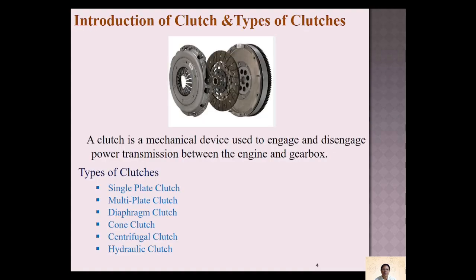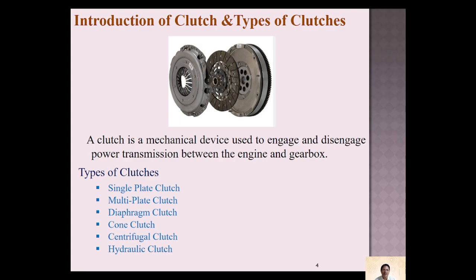Then, in the transmission system, the first component is the clutch. So now we are seeing the clutch and types of clutches. A clutch is a mechanical device which is used to engage and disengage power transmission between the engine and gearbox. Whenever we need to change the gear ratio by shifting the gear rod, it is supposed to be disengaged from the transmission. Then it should be engaged after shifting the gears to get the different gear ratios.